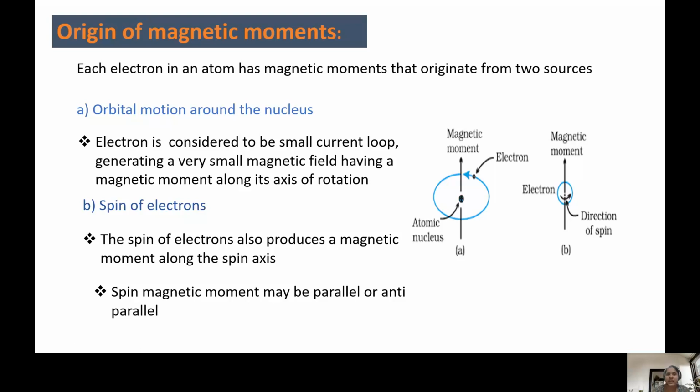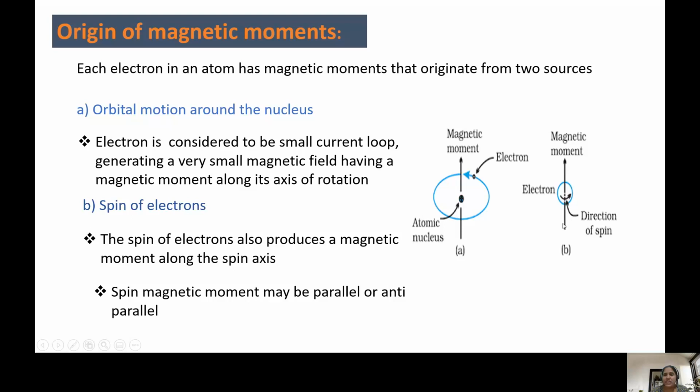In the same way, the electron makes the spin moment. It will rotate itself, and it also rotates around the nucleus, same as the movement of the earth around the sun. So we'll discuss the spin of electrons. When the electron is revolving around itself, it will produce the magnetic moment along the spin axis. That is said to be the spin magnetic moment of the electrons. Spin magnetic moment may be parallel or anti-parallel.